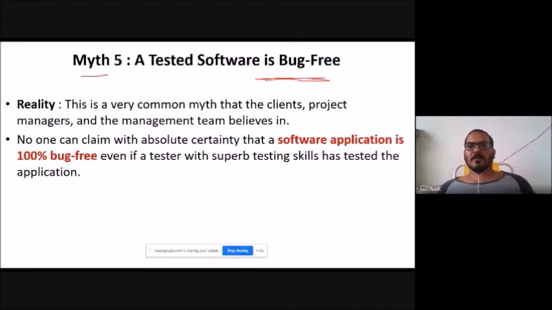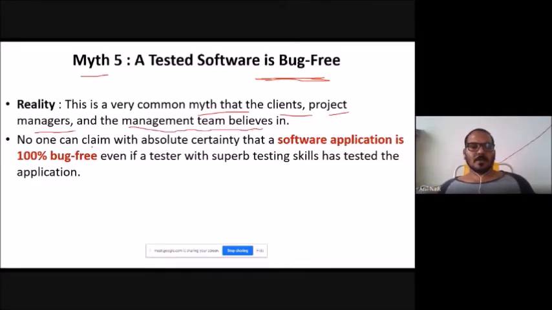Tested software is bug free. This is also one of the misconceptions. We can't say that the software is 100% bug free. This is a very common myth that the clients, the project managers, and the management team believe that the software is bug free.